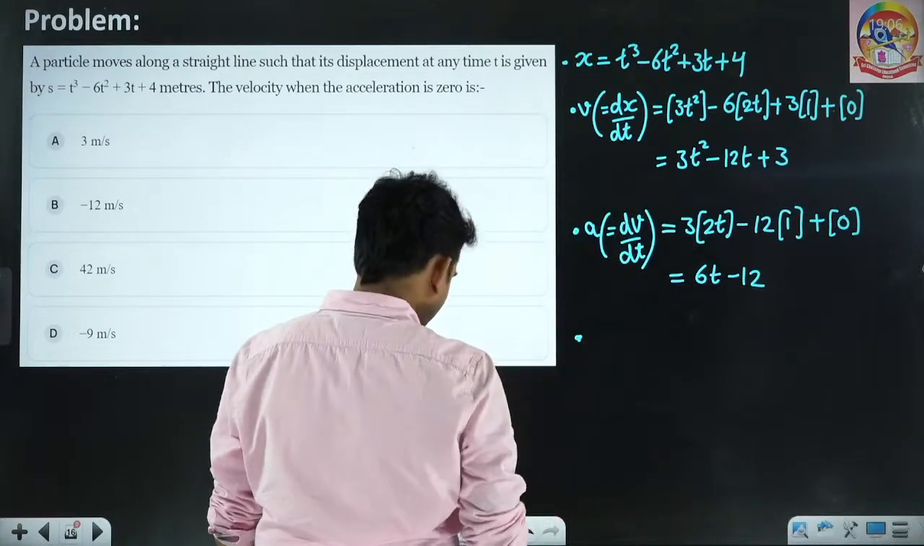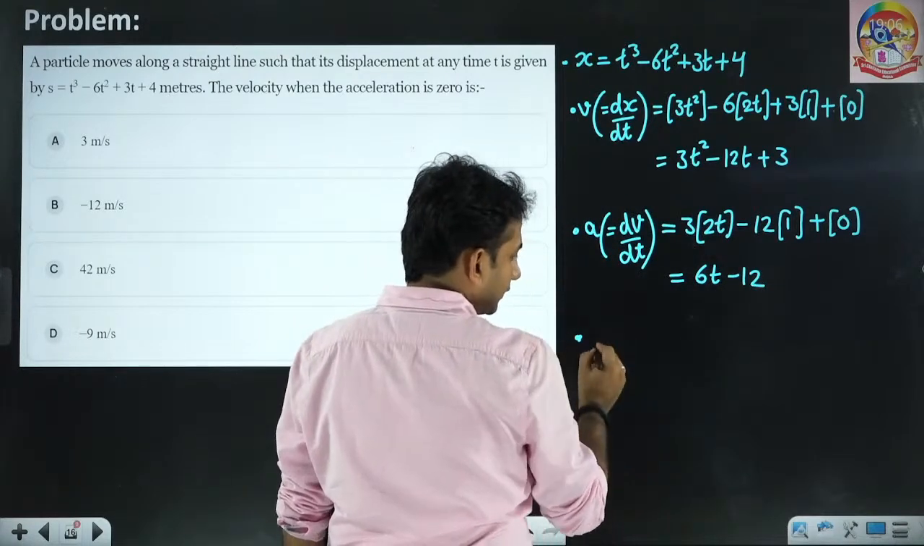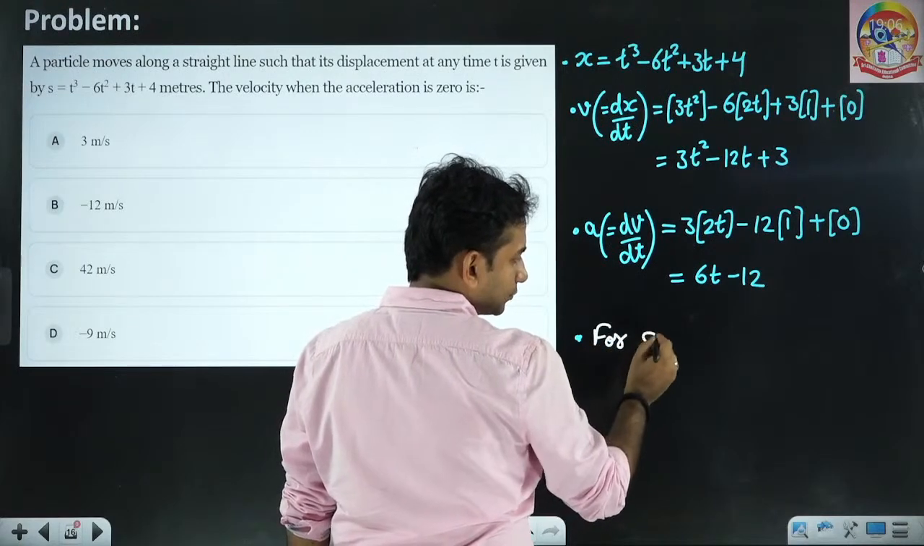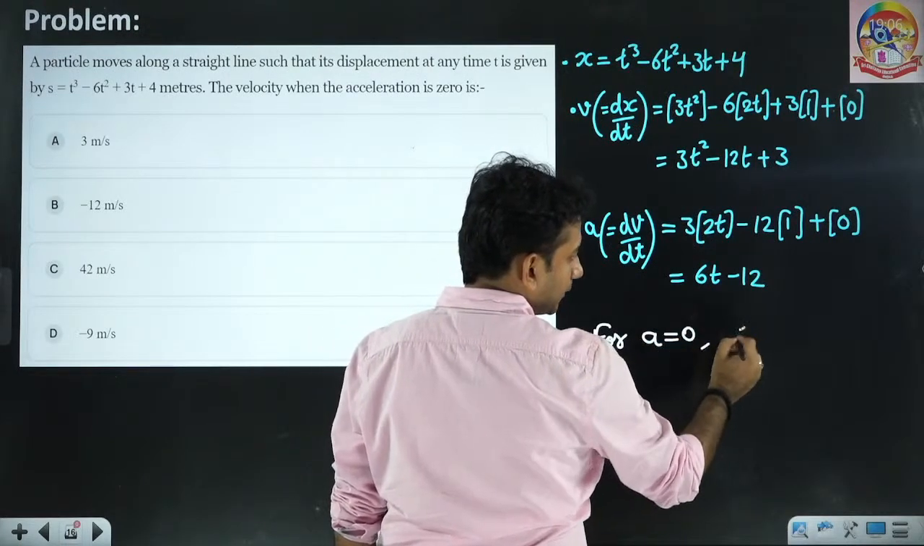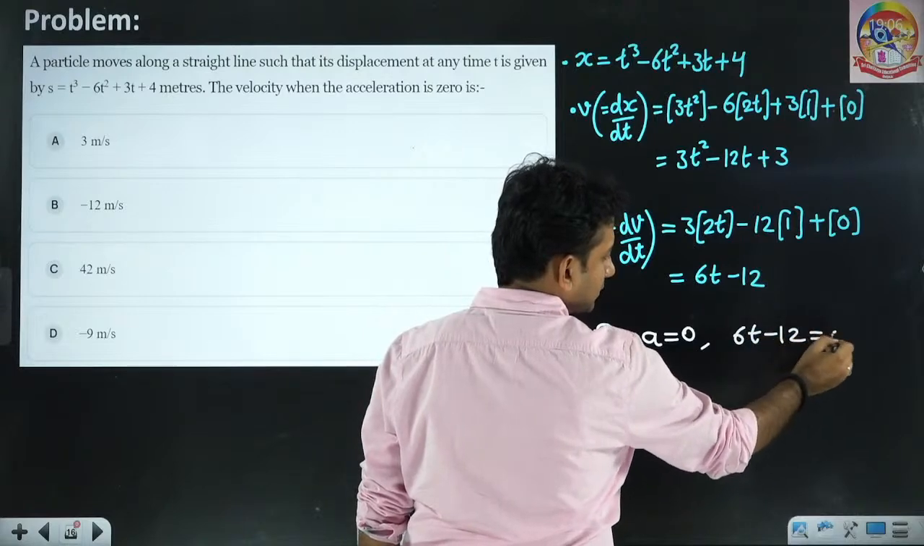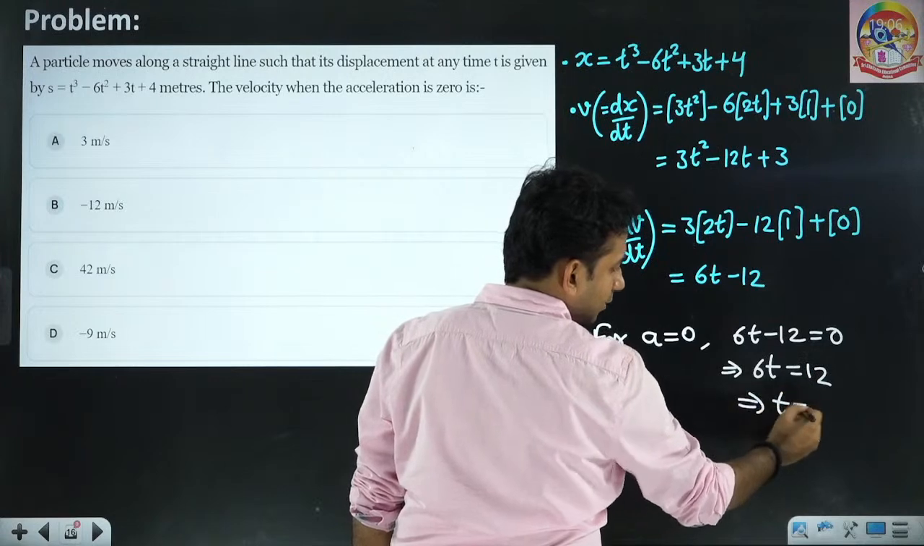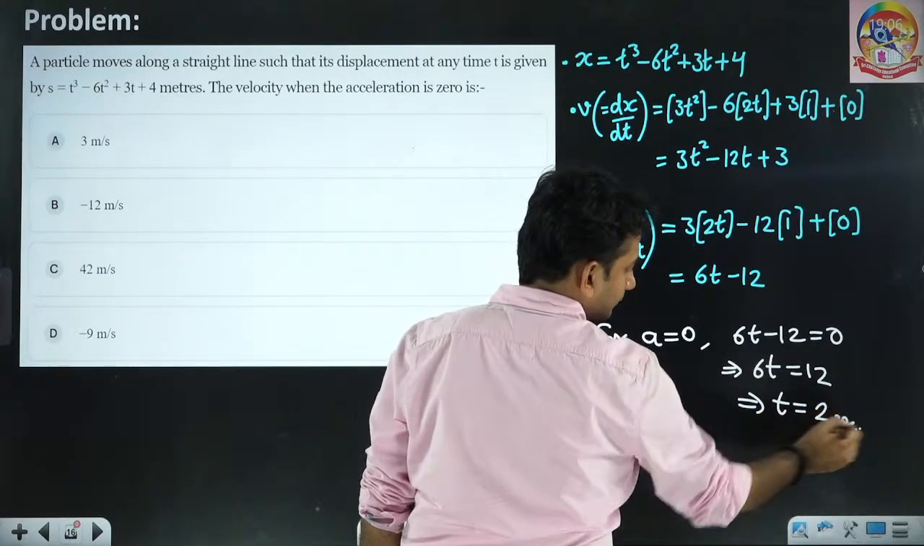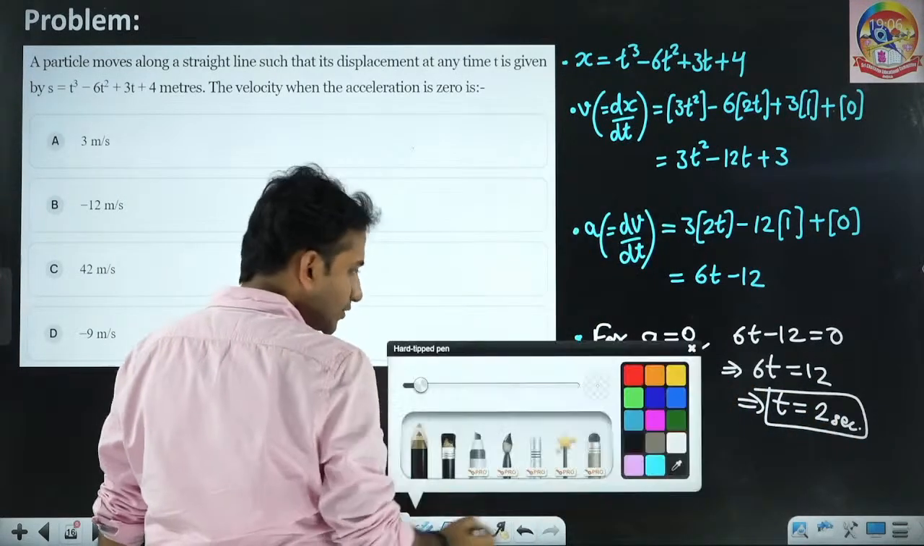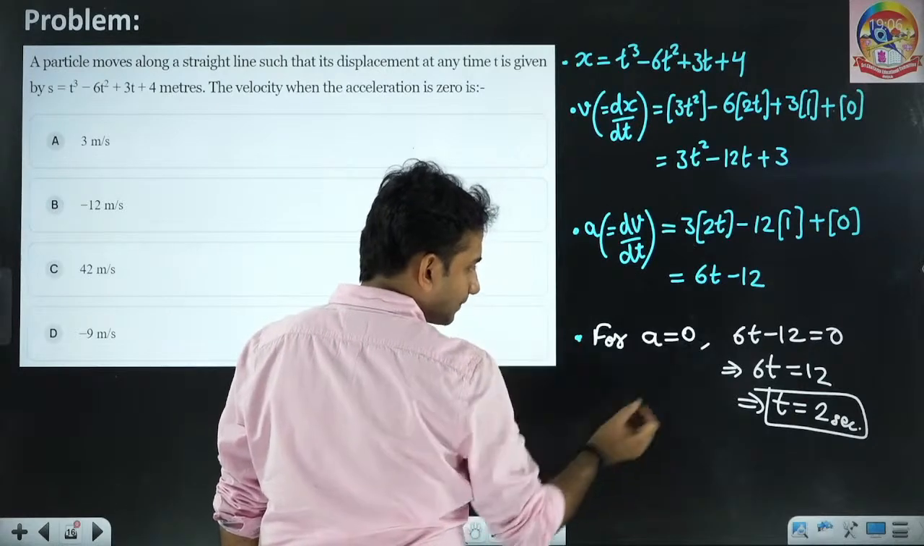Now what are they asking you? They are asking you velocity when acceleration is 0. So for acceleration 0, can I say 6t minus 12 is 0? That means 6t is equal to 12. That means t equals to 2 seconds. So at t equals to 2 seconds, the acceleration will be 0.